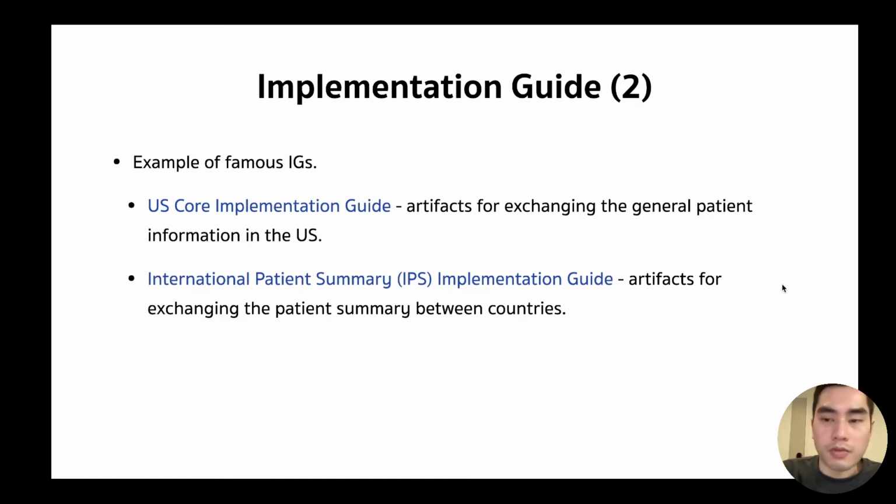The next one that I want to mention is the International Patient Summary, or IPS, implementation guide. It's artifacts for exchanging the patient summary between countries. Let's say that I am in Thailand and I want to travel to Sweden, for example, and I got sick there. So a doctor there can access my patient information in Thailand if both parties agree to this IPS IG.